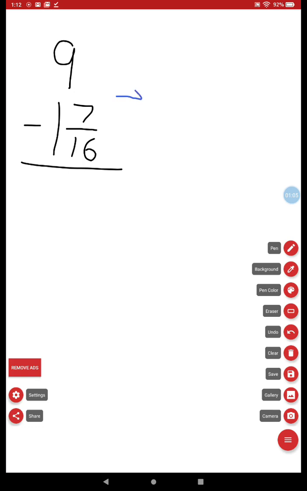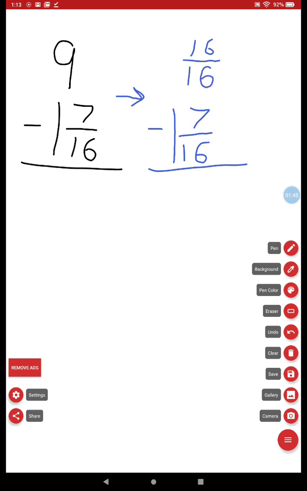So I'm going to rewrite the problem. 1 and 7/16 is not the problem here, so I'm going to keep that the same. The problem is 9. There's no fraction next to it. So here's what I can do. How many 16ths make a whole? I want you to imagine your rainbow fraction chart. If you broke it up into 16ths, how many of those pieces would you need to make a whole? Well, you'd need 16 of them. So let's write 16 over 16.